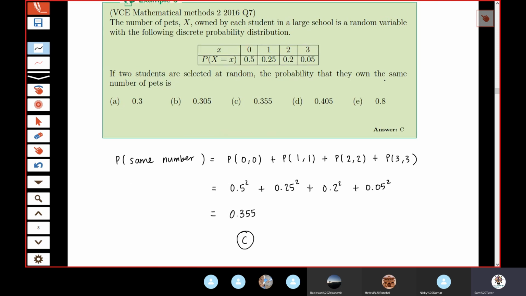Let's look at another one. The number of pets X owned by each student in a large school is a random variable with the following discrete probability distribution. So number of pets owned, right? That's how you have to think about it. The way we read this table is 0 pets owned, 1 pet owned, 2 pets owned, 3 pets owned, and these are the probabilities of that occurring. So the probability of 0 pets owned is 0.5, 1 pet owned 0.25, 2 pets owned 0.2, 3 pets owned 0.05.